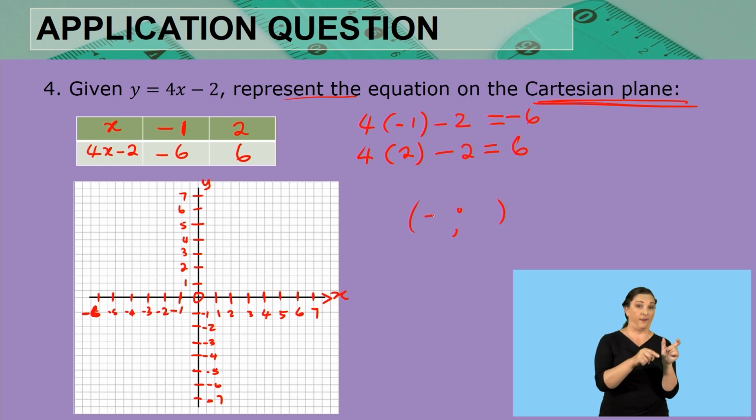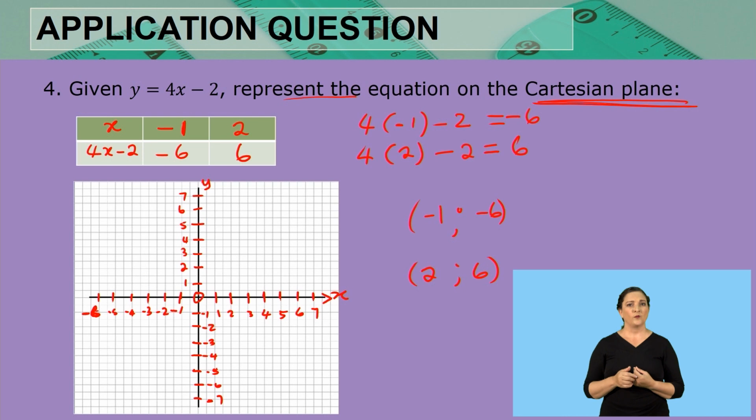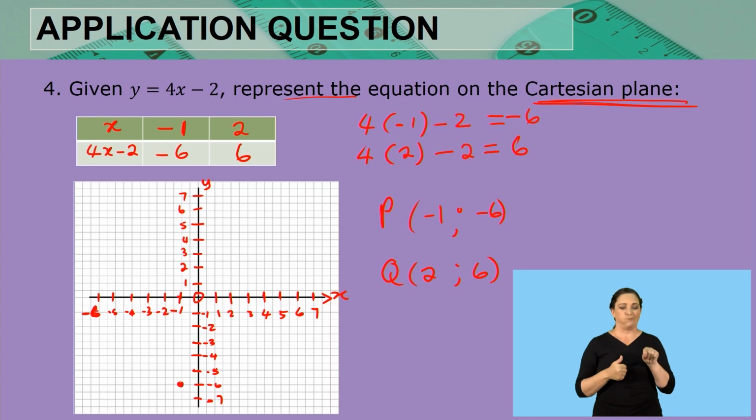We are going to be working with -1 and -6, and also we have 2 and 6. So let's just go and draw those points there. We can also name them P and Q. So -1 and -6, remember we start with the horizontal. We are at the -1, and then we are going to move down to the -6, and we are going to place that point there. That would be our point P.